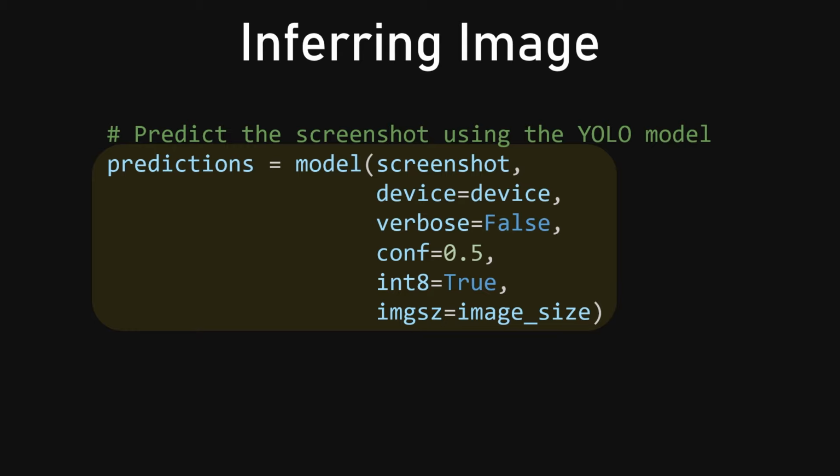Int8 makes the inference use smaller sized integers. This helps increase the inference speed. And imgsz is the size of the image the model should use during inference.